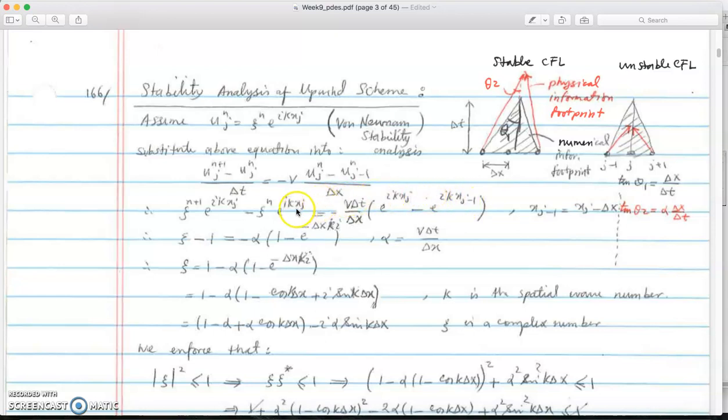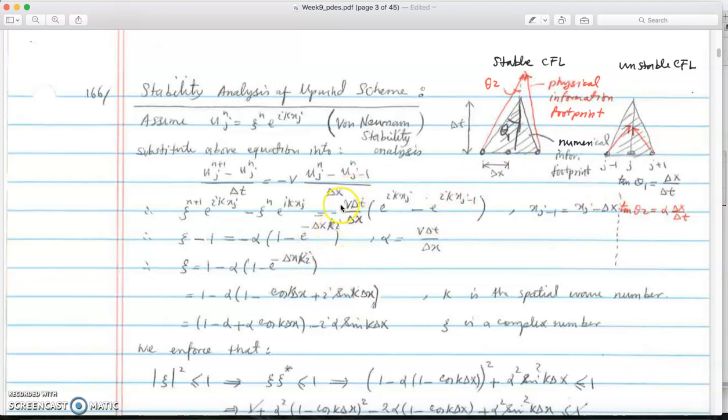So if you cancel out e^(ikxj) from every term, this term doesn't have it, so you have to subtract it, and then you end up having e^(ikxj) minus 1 minus xj, where that is going to be minus del x. So because, as I have here, xj minus 1 is going to be xj minus del x. So anyway, this term turned out to be exponential of minus del x times ki.